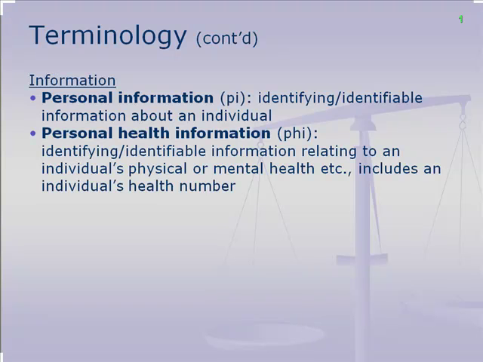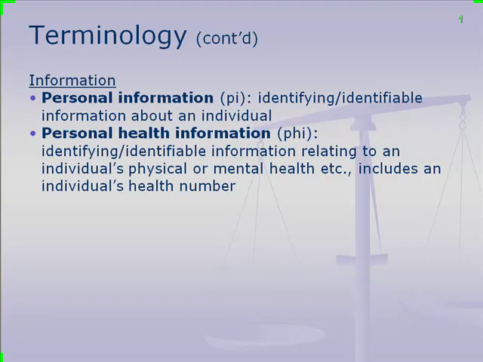So I decided to deal with the definitions that way. So here we have personal information, which is identifying or identifiable information about an individual, and PHI, personal health information, that type of information relating to an individual's physical or mental health, etc., including an individual's health number. Now, legislation has a more expansive definition of PHI, but this is sort of the high-level definition.